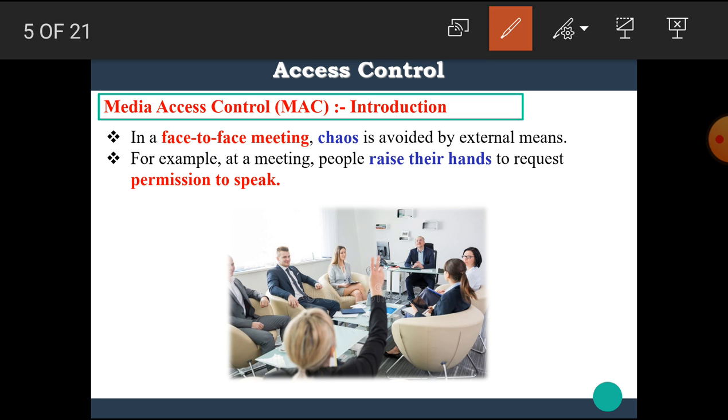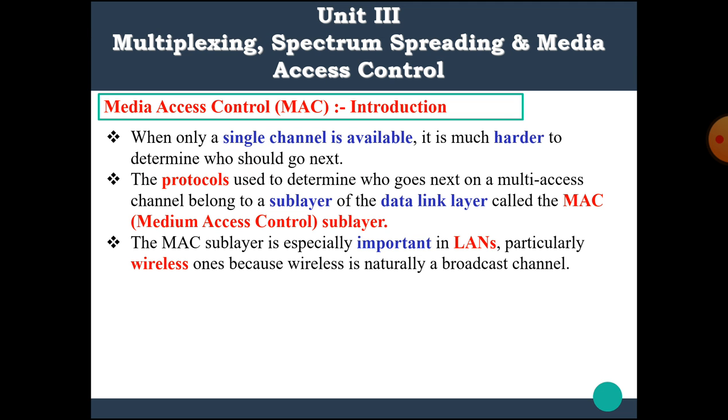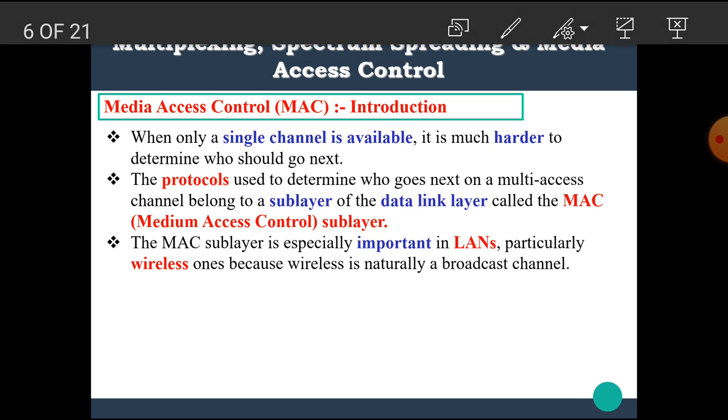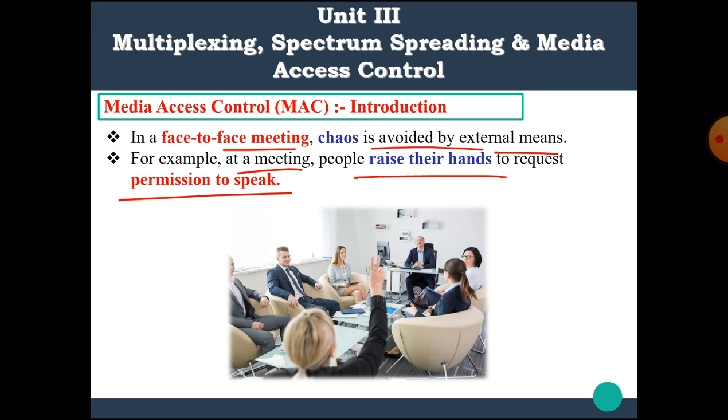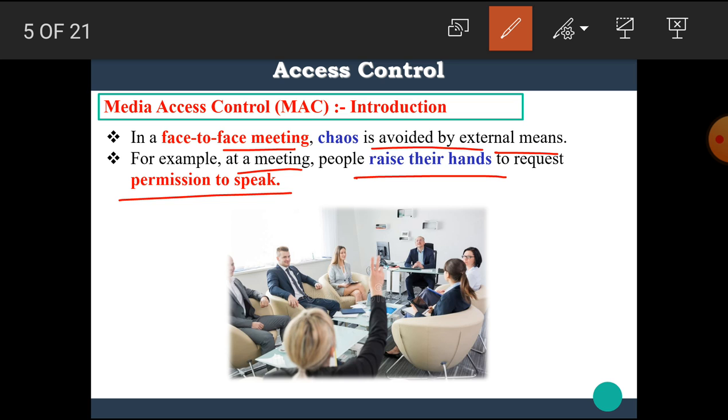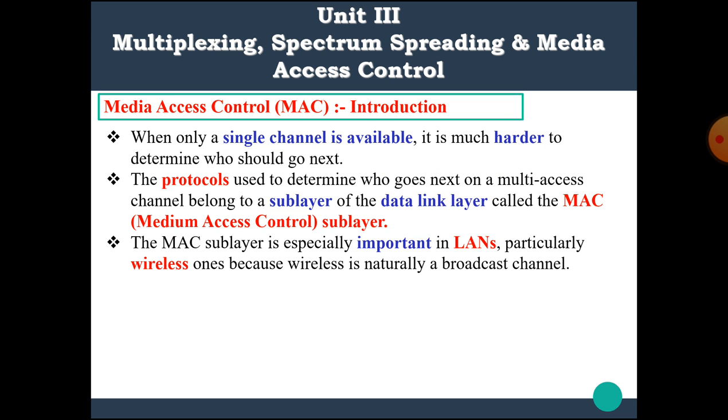Now consider the next situation, a face-to-face meeting. The chaos is avoided by external means. For example, at a meeting, people raise their hands to request permission to speak. That means in a face-to-face meeting, the people raise their hands. Here the image shows this is the meeting and the people raise their hands to request permission to speak.